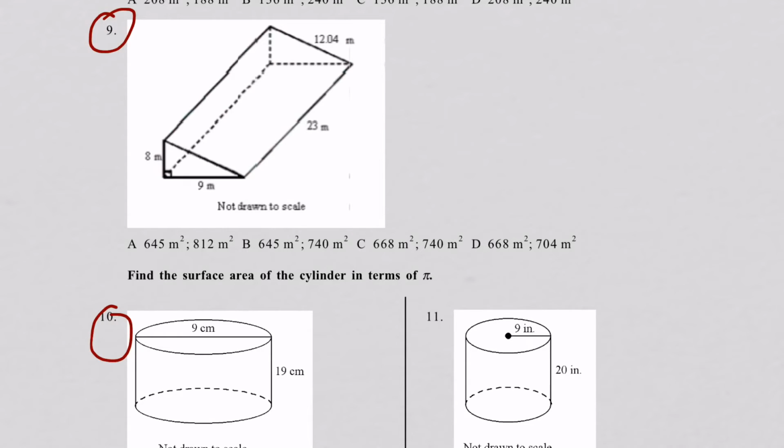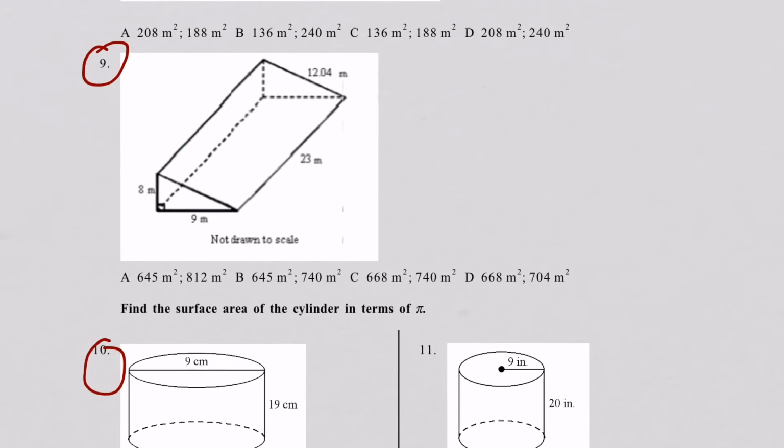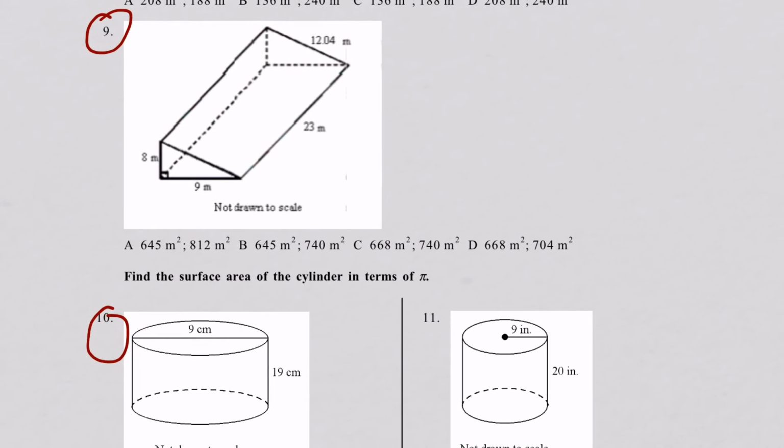Okay, now let's move on to number 9. It says find the surface area of the prism right here. So we're just going to go ahead and find the surface area. This is not a pyramid. Make sure you can tell that this is not a pyramid, and which formula you're supposed to be using. It's a prism. It's PH plus 2B.